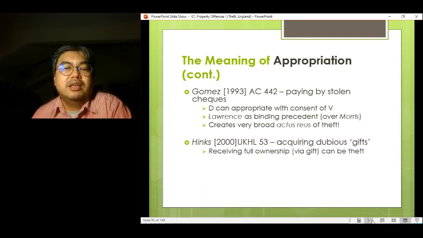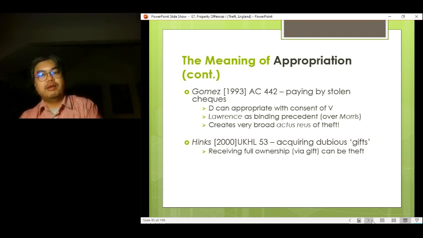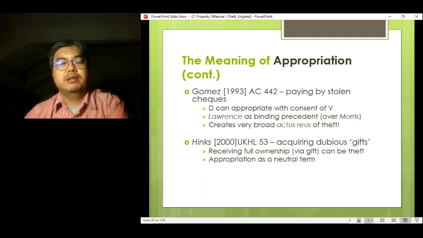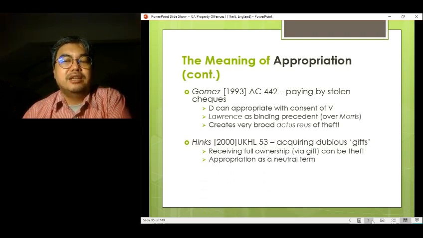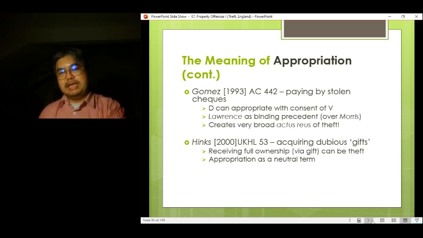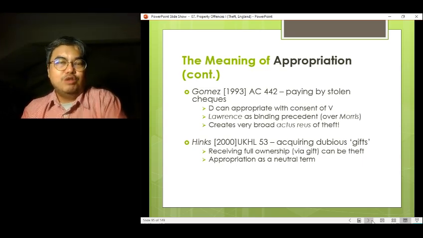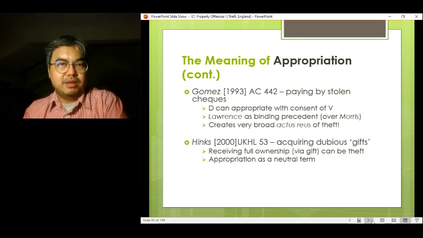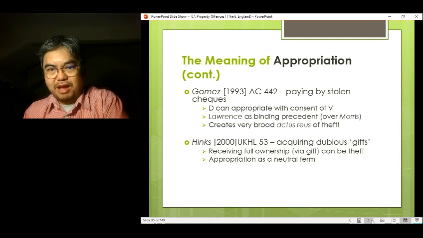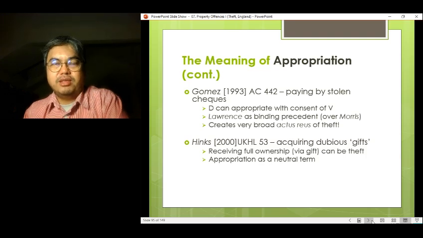Now, House of Lords in Hinks held that receiving full ownership can still be considered to be theft. Appropriation is a neutral term. So that means that if somebody gives something to you, you take it, you can be considered to have committed theft. But bear in mind, appropriation is just one element.